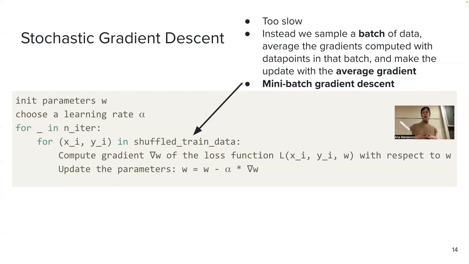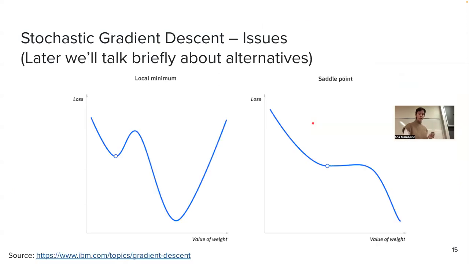So instead, what we do, we sample a batch of data and then we compute the gradients for these examples. And then we change the weights using the average gradient of those examples after we have seen all the examples in this batch. So if the batch size is 64, we make the update based on the gradients of these 64 examples, not after every single one of them. So you are making the updates less frequently, which makes the gradients noisier, but it makes everything faster. And this is called mini batch gradient descent.